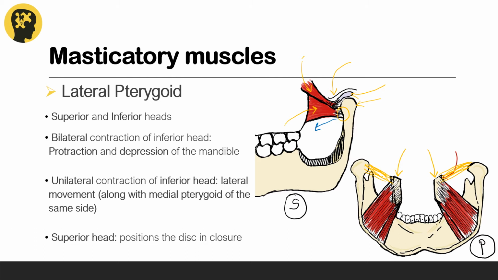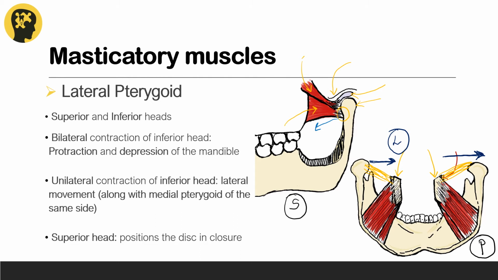Now, what would happen if the muscle were to contract unilaterally? For example, say the left side inferior lateral pterygoid contracts along with the medial pterygoid on the same side. Because of the way the fibers are oriented, contraction of these two muscles unilaterally would result in a medial shift of the left side condyle. So the mandible would move to the right. So contraction of the inferior lateral pterygoid and medial pterygoid on the left side would move the mandible to the right side. This is called contralateral excursion of the mandible.